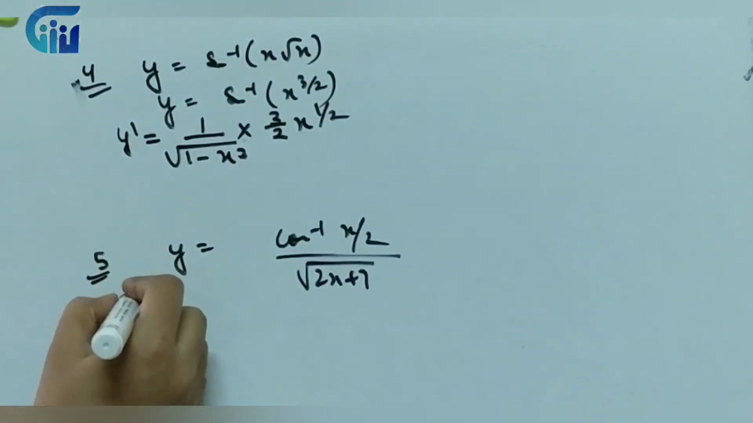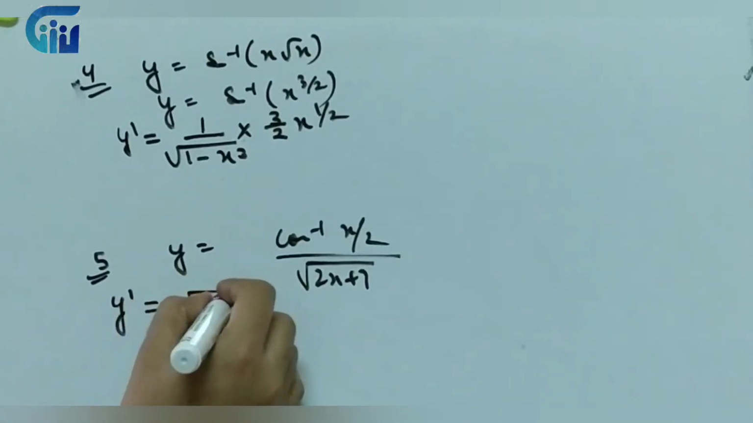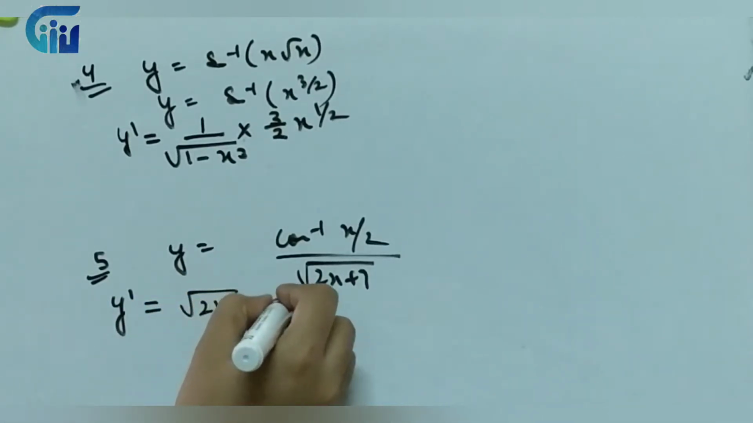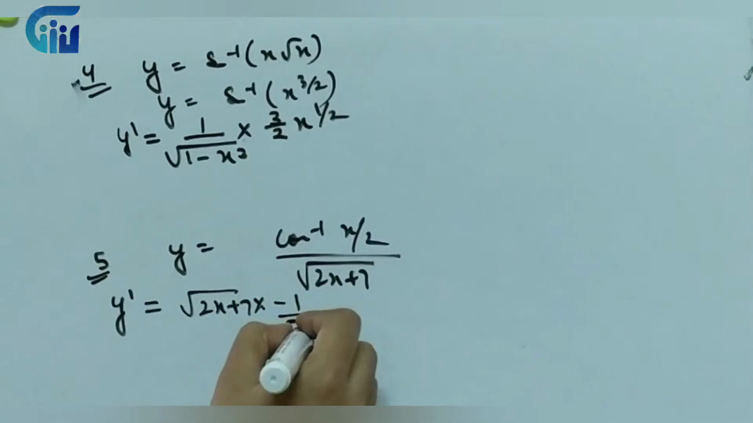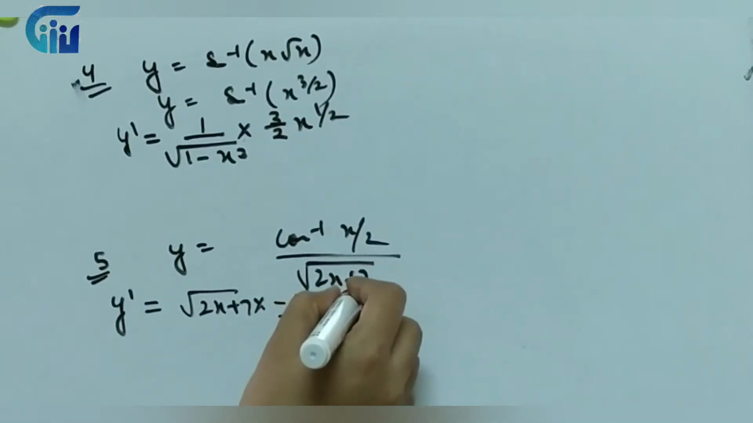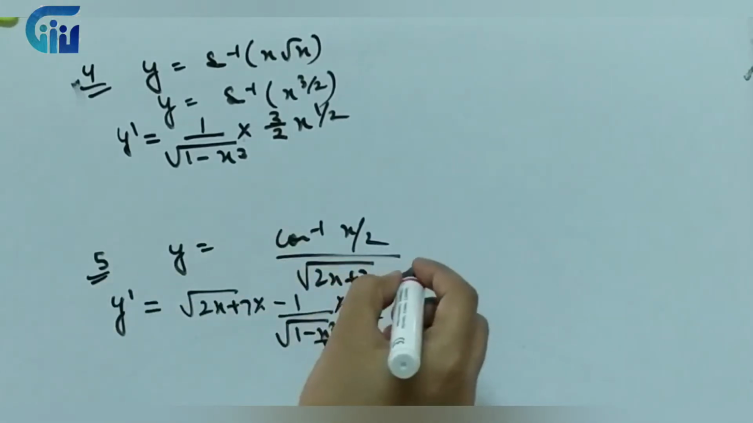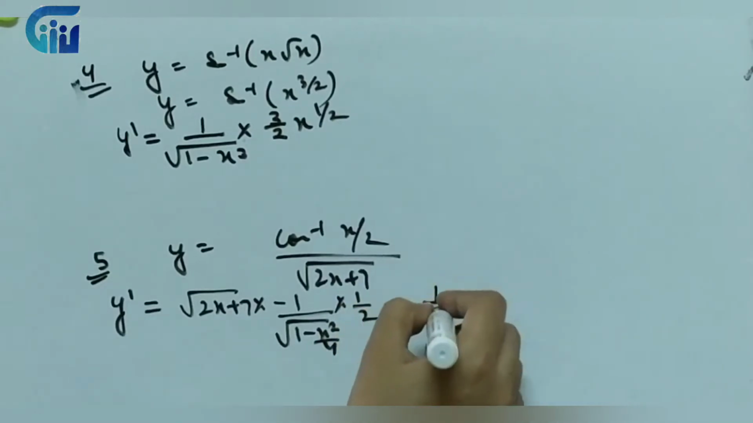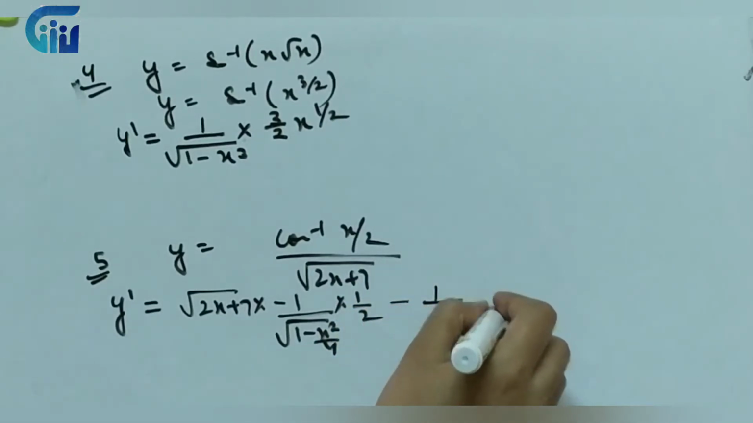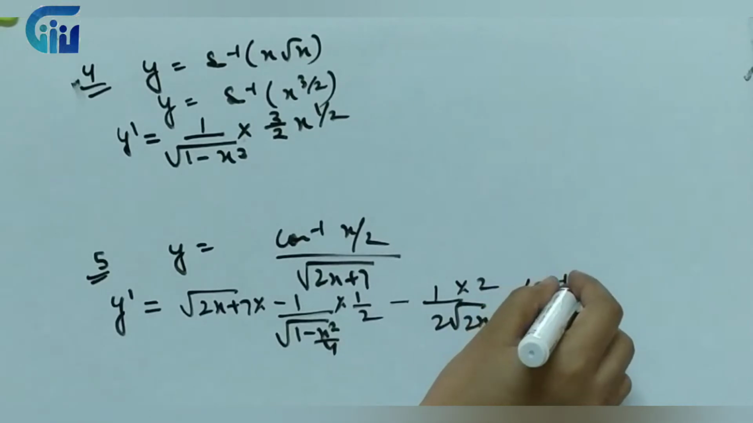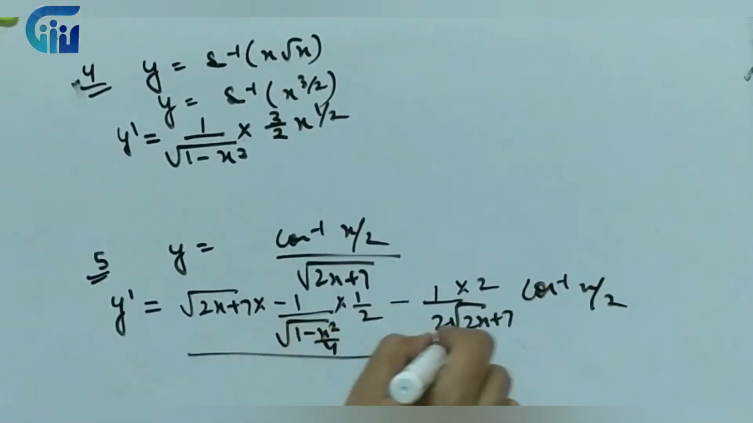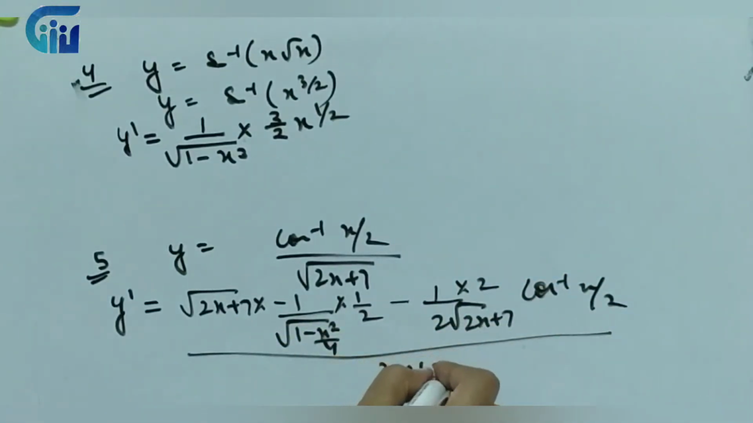Moving to question number 5. We will use the quotient rule. The denominator as it is, the derivative of the numerator. This will be by chain rule 1 by 2 minus, now the derivative of this root x into 2, then cos inverse x by 2 as it is, and over here we will have 2x plus 7, right?